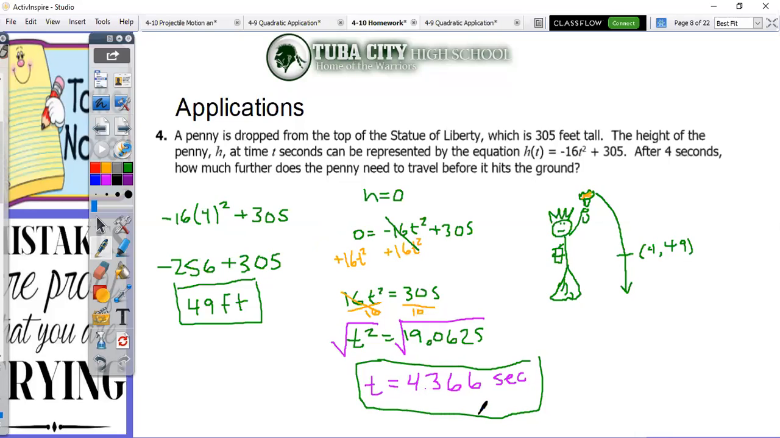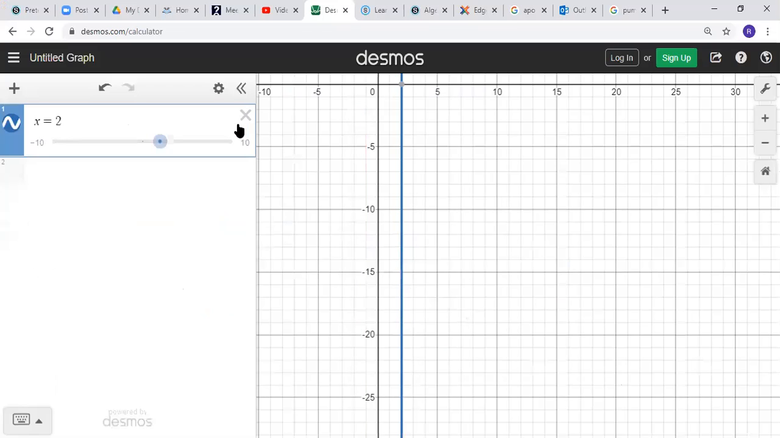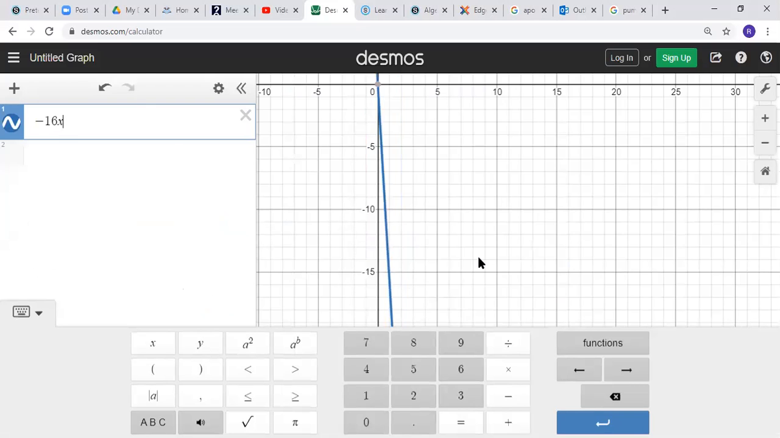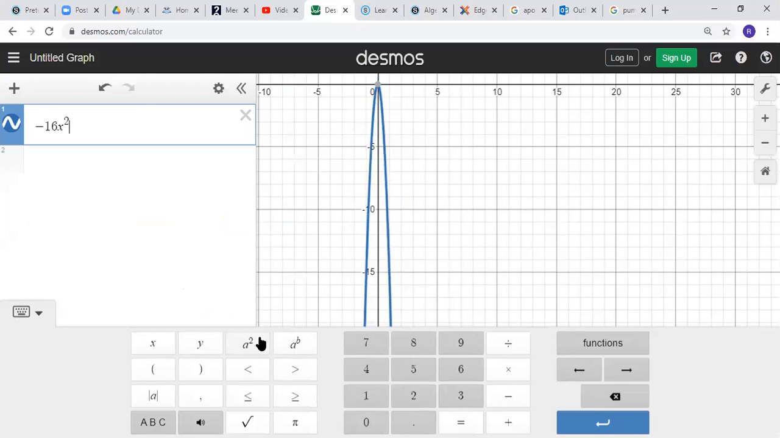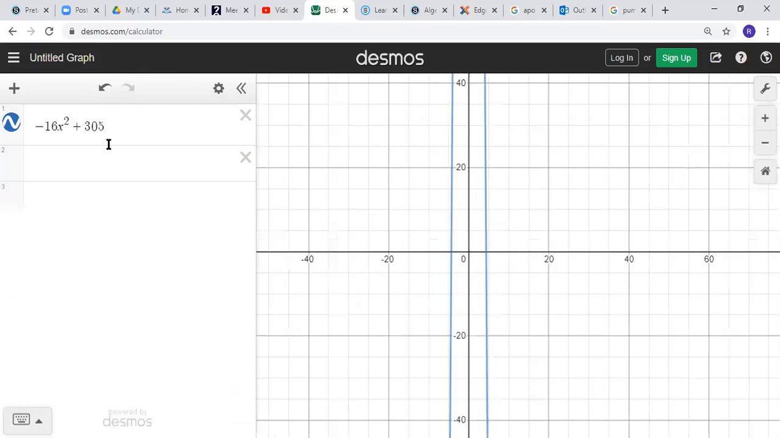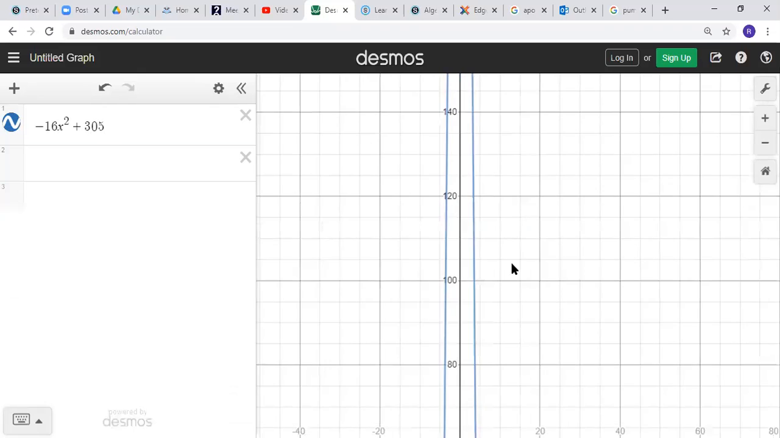I'm going to go back over to the calculator here. Okay, so I've got my graphing utility here. So I'm going to go ahead and punch in the equation that we were working with. But instead of t, I'm going to replace it with x. And there we go. So this is our path of the penny.